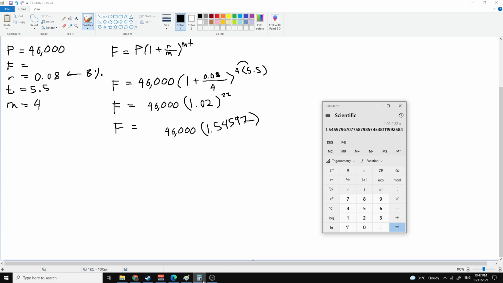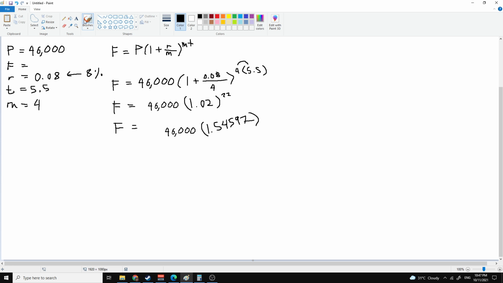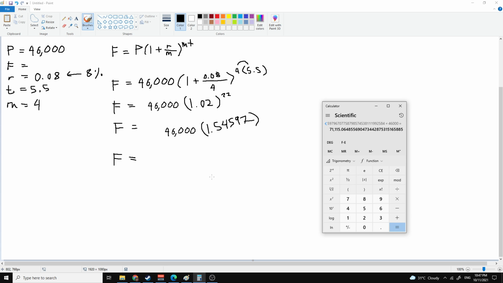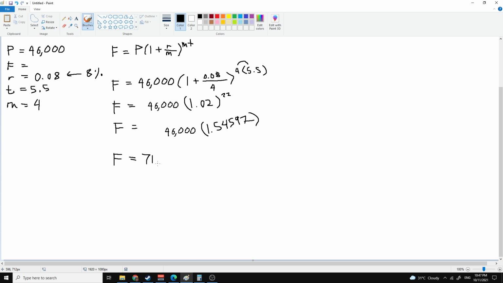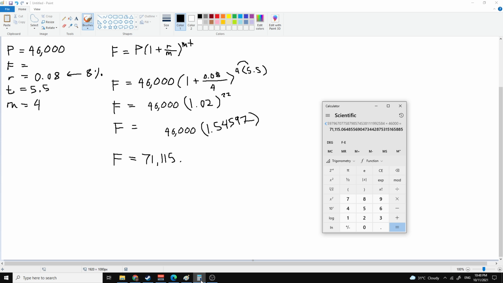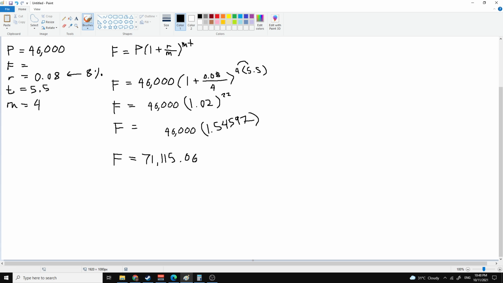Okay. I think I'm taking my time a little bit too long. So now we just have to multiply this to our principal value. So that is this number times 46,000. So that is our future value. This is the value of our futures: 71,115.0648.